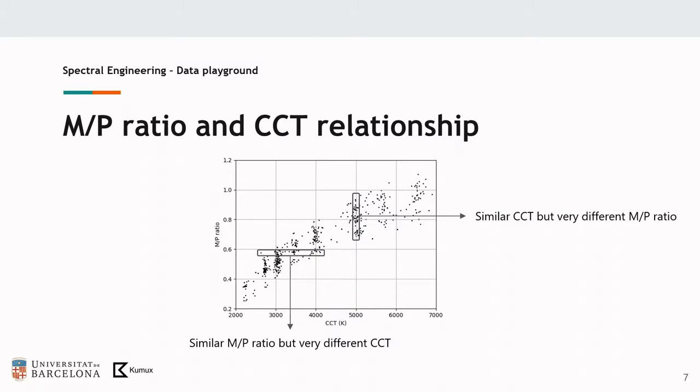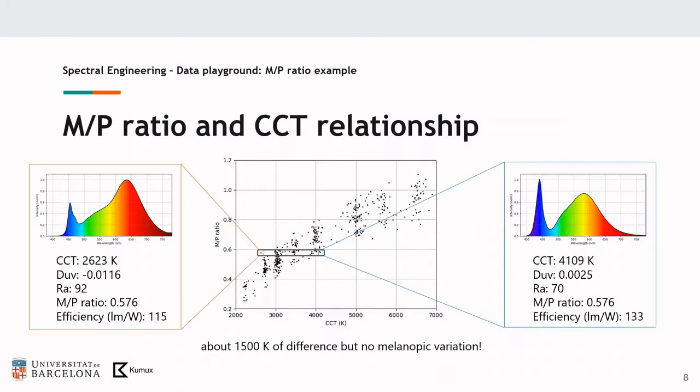However, it is very easy to find out that there are a lot of LEDs with similar MP ratios but a very different CCT and vice versa. Let's go deeply and talk about particular cases. For example, in this slide we have 2 different commercial LEDs with a difference of CCT of 1500 kelvins but with no MP ratio variation.